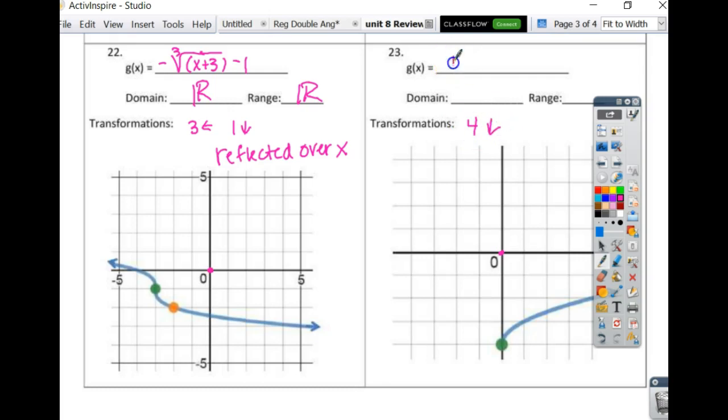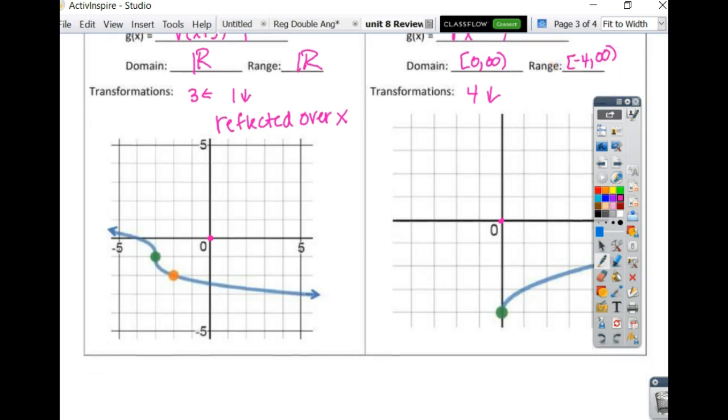Okay, so this one is the square root. It's going to be x minus 4. But the domain and range, is it 0? Is it infinities? No. So this one starts at 0 and goes to infinity, and this one starts at -4 and goes to infinity.